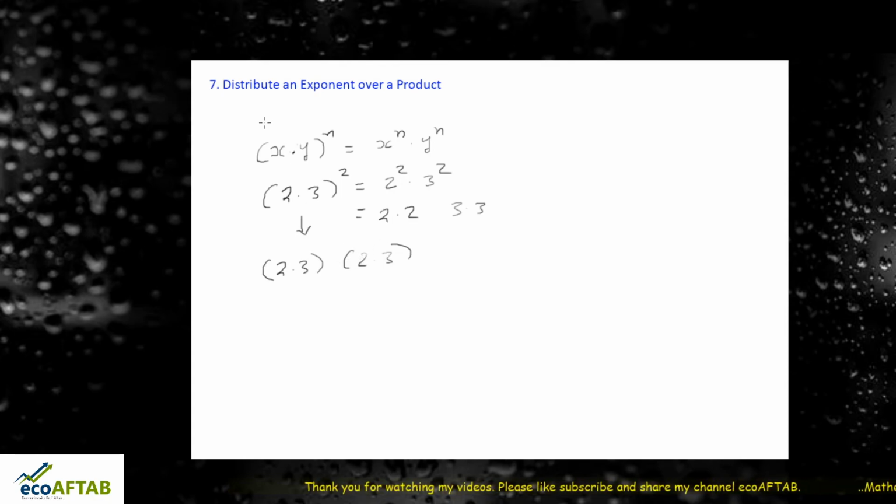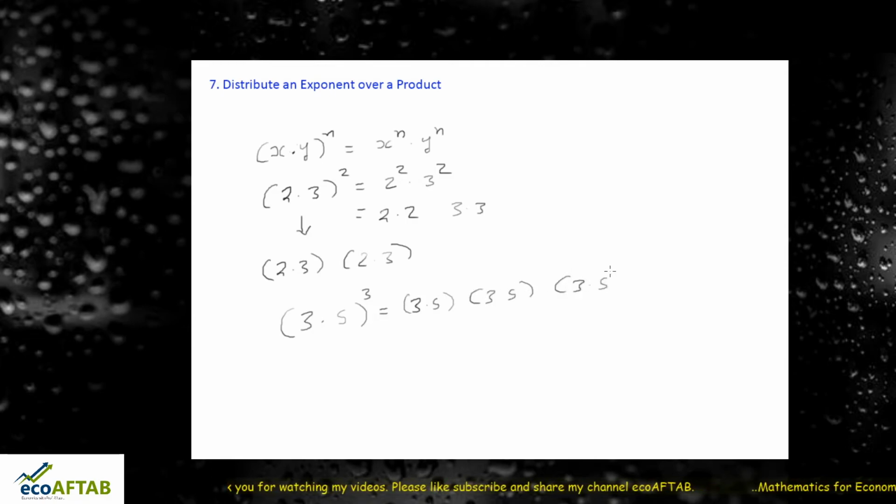So this is how we distribute an exponent over a product. Another example that I can take is 3 into 5 the whole cube. So how can we write this thing? 3 into 5 one time, 3 into 5 2 times, 3 into 5 3 times. So this becomes (3×5) the whole cube.